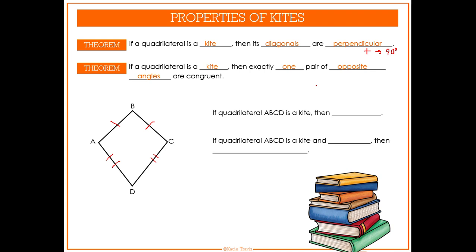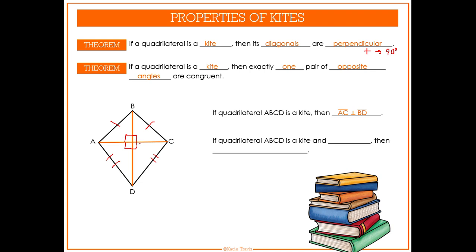So, let's look at the first thing. First theorem states that these two lines here, AC and BD, they meet at a right angle. So all of these angles inside of here, they're all 90 degrees. Let's put a couple more boxes. Boom.